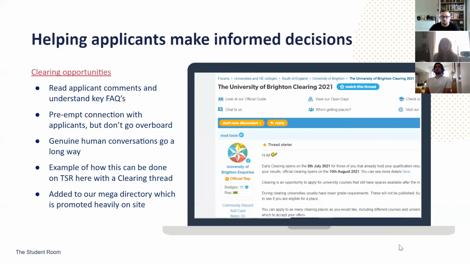On TSR, we also add these to a main mega thread directory on site, which we promote quite heavily so that students can then find these contact details really easily. We do create one for every university, and we link out to every university's page, but if they have an official rep, it means that they can manage that thread, and it means that they can answer those queries directly. Next slide, please.